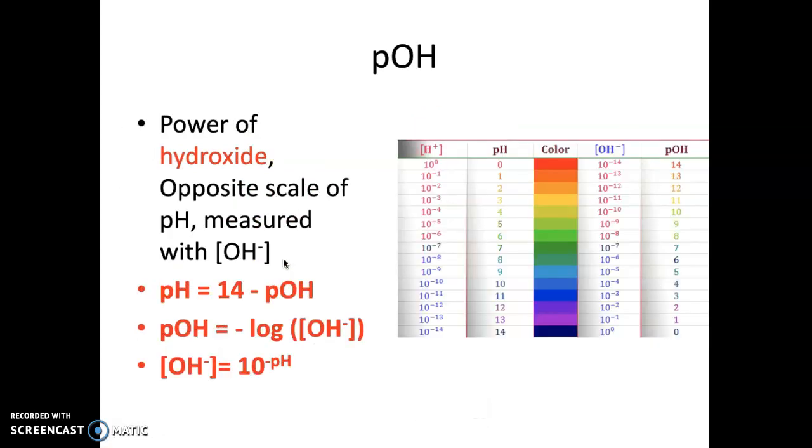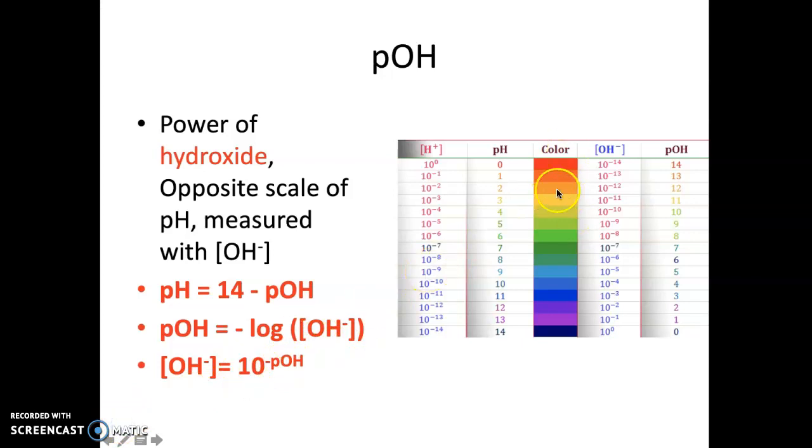Now the last part here is pOH, and this is the opposite of pH. It's the power of hydroxide instead of hydrogen, so it's a scale based off of the concentration of OH minus. So we have 3 more equations here. First, pH is 14 minus pOH. Notice if my pOH is 14, 14 minus 14 gives me 0. There's pH, and so forth. pOH is negative log of OH minus, and OH minus is equal to 10 to the negative pH. Sorry, that should say pOH. Let me fix that quick.